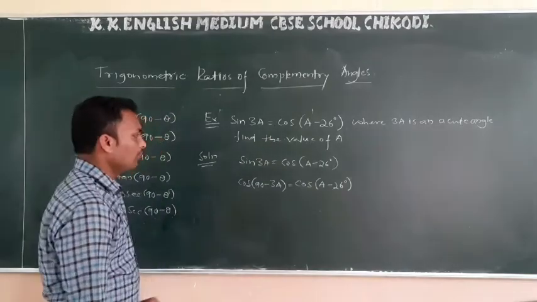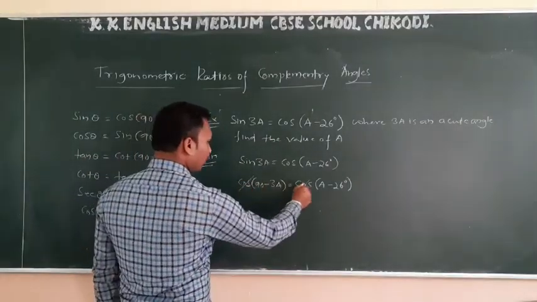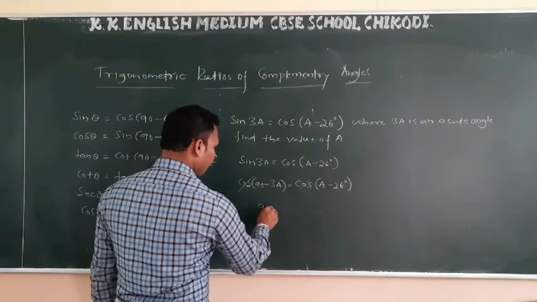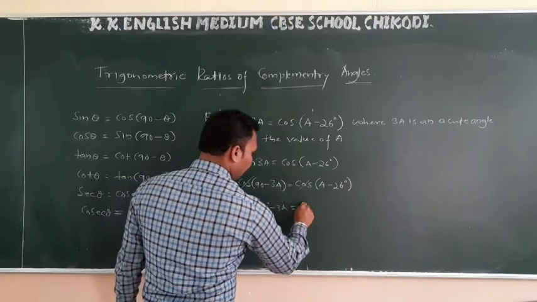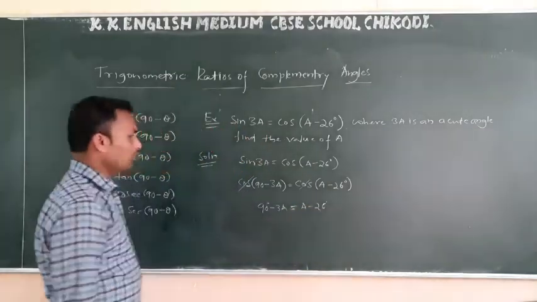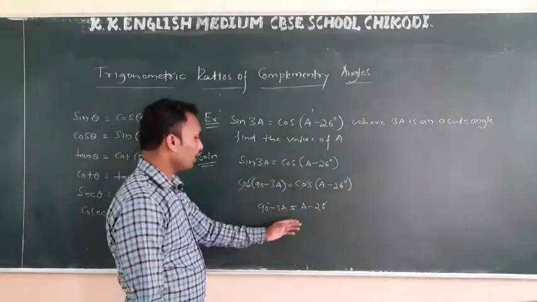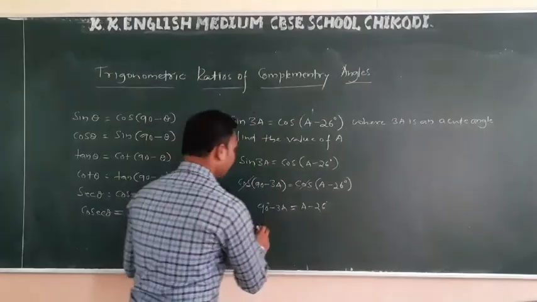Now next, if this is the case, then the cos and the cos will be cancelled, so what remains is 90 degree minus 3A, and again A minus 26 degree. So these two things are there. Now you can equate this equation to 0.